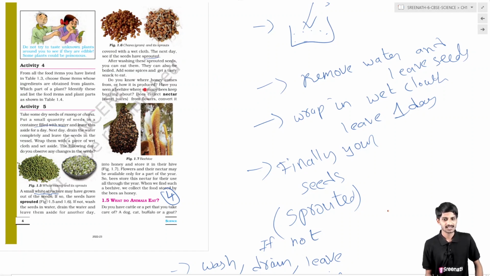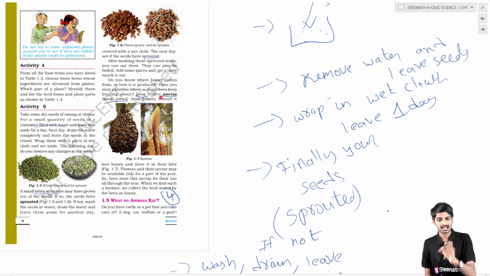The next one is honey. These are honey bees. This is honey. Have you heard about honey? Have you ever tasted honey? Honey is very tasty. How is honey produced? Honey bees collect nectar. What is nectar? Nectar is the sweet juice that bees collect from flowers.